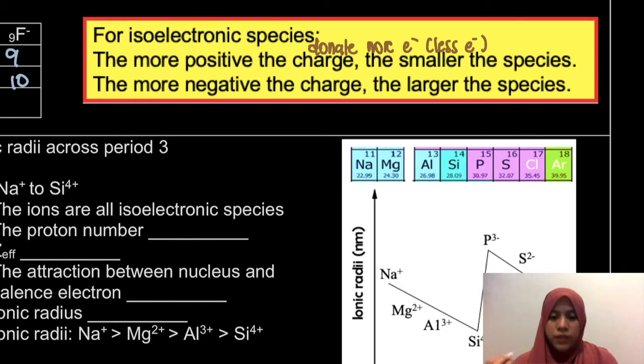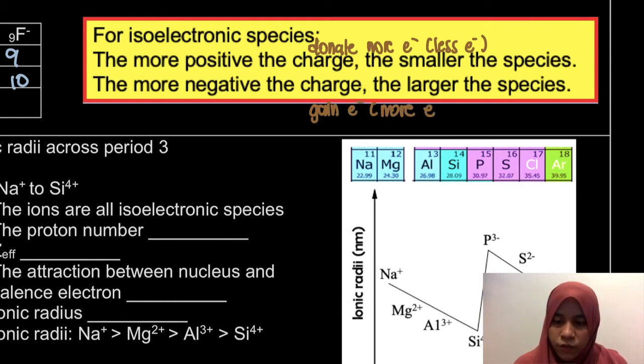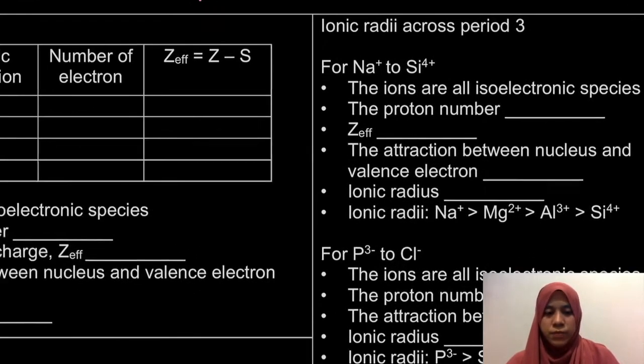But the more negative the charge, it means it has gained more electrons. This is just a summary. When it gains more electrons, it means we have a high number of electrons. So when there are many electrons, the repulsion is greater. The repulsion increases, so that's why the larger the species. Okay, but it's fine. Let's look at the examples for the explanation.